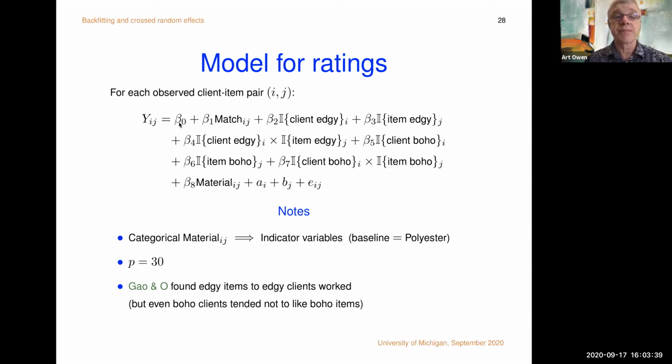So you can think of the coefficient as the difference compared to polyester. And when we looked at this, we found that edgy items might not be that popular, but the edgy clients kind of like a lot of things, and it really is a win to send an edgy item to an edgy client. And we couldn't make it work for boho. It just didn't seem that there was any way to; people don't like the boho items as well as compared to the other items. And even the boho people don't seem to in that data.